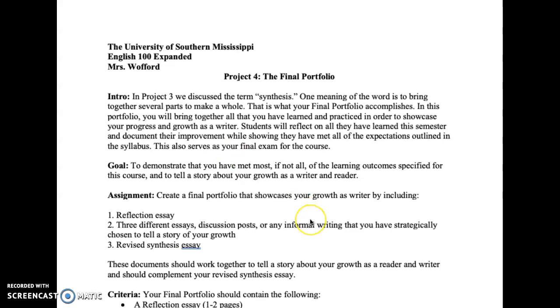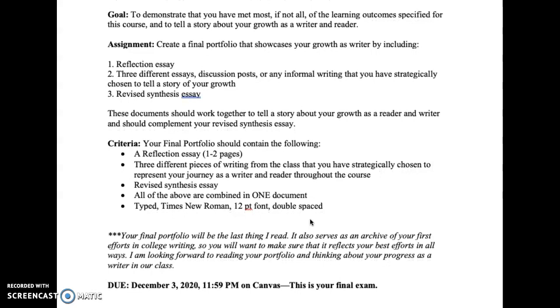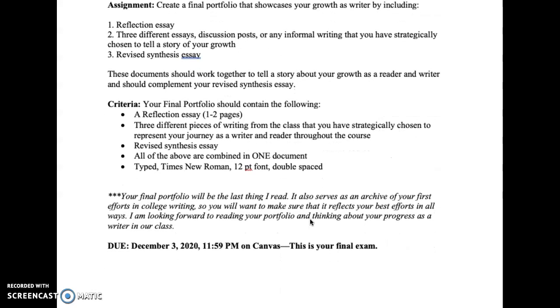So the goal of this portfolio is to demonstrate that you've met most, if not all, of the learning outcomes specified for this course, and to tell a story about your growth as a writer and a reader. So your portfolio has 3 parts to it. The first part is your reflection essay. The second part is 3 different essays or discussion posts or any informal writing that you've strategically chosen to tell a story of your growth. And the third part is your revised synthesis essay.